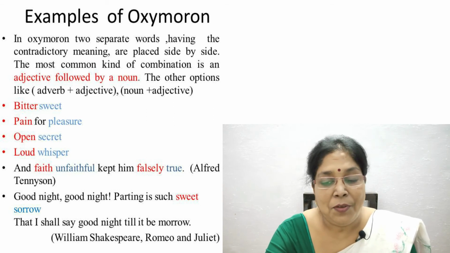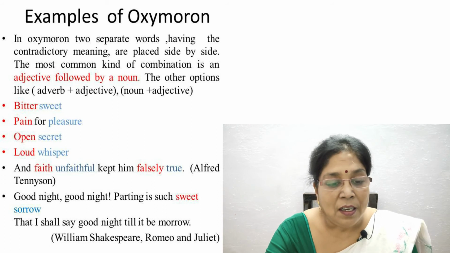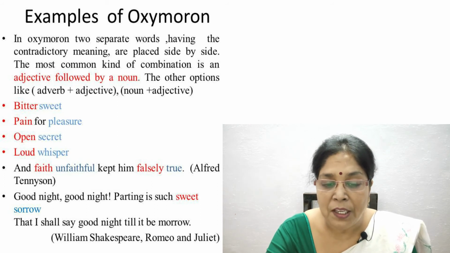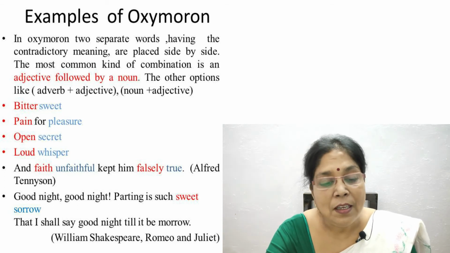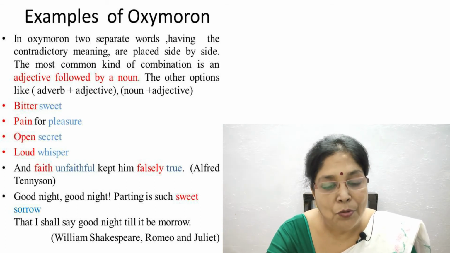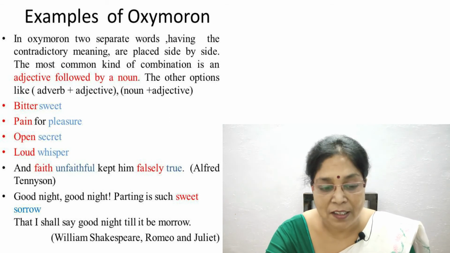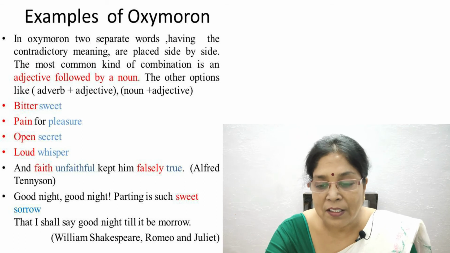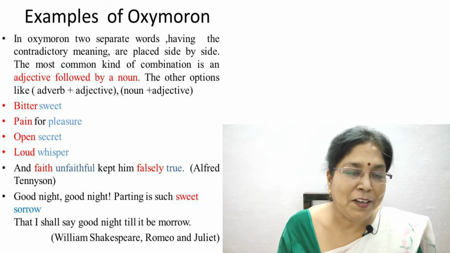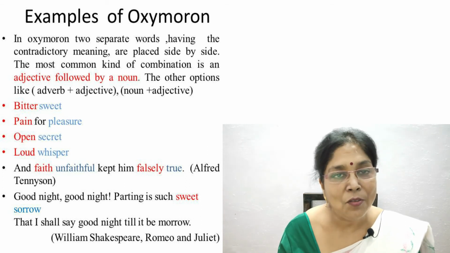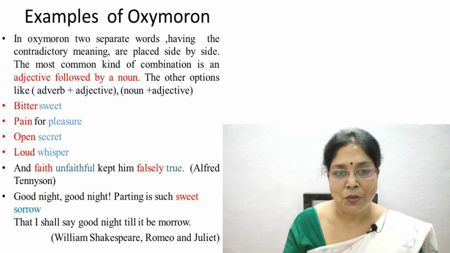And now this is the famous example from Tennyson: "And faith unfaithful kept him falsely true." So again see, I have written everything clearly in blue and red, so you can understand. From Romeo and Juliet: "Good night, good night, parting is such sweet sorrow." Sweet sorrow. When it is sorrow, it cannot be sweet, and when it is sweet, it cannot be sorrow, but it is sweet sorrow.